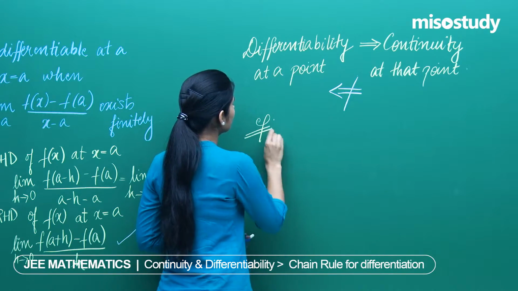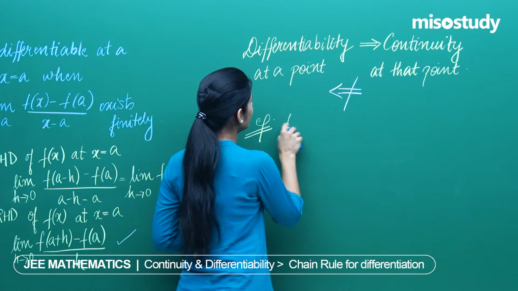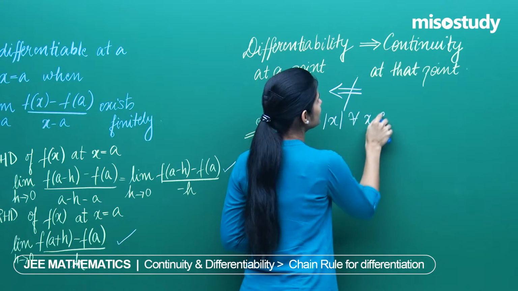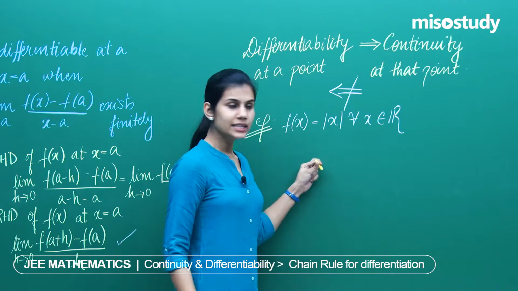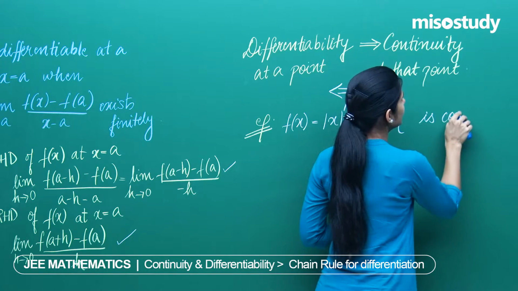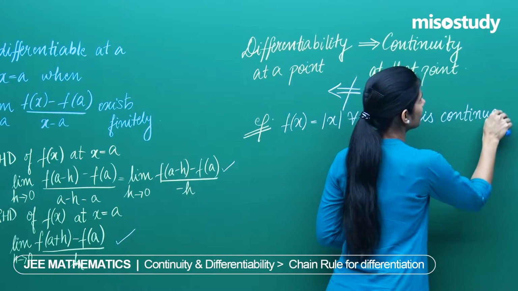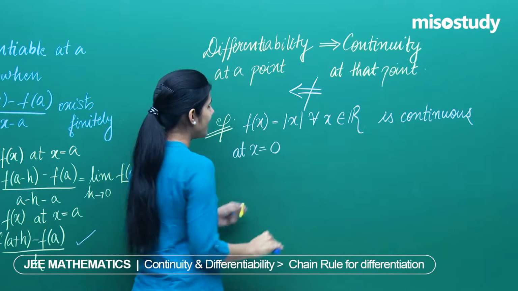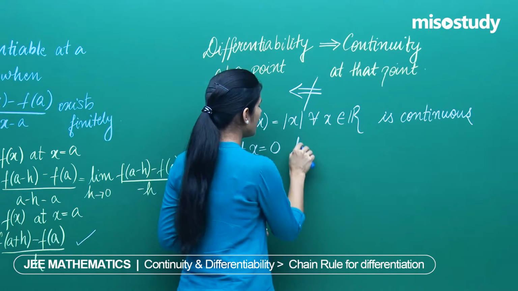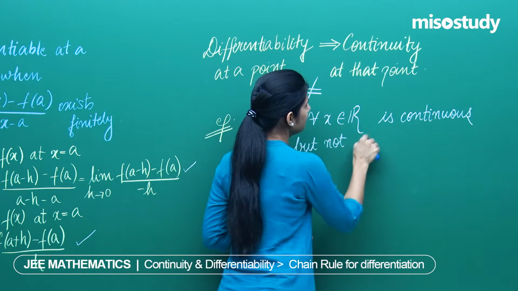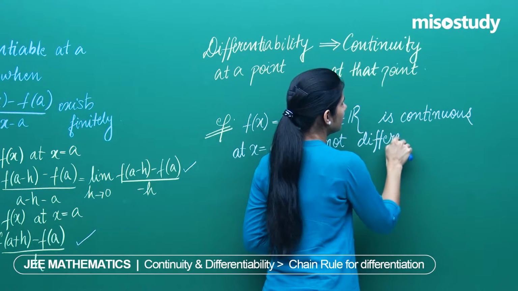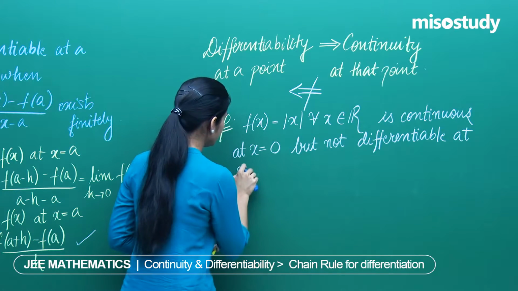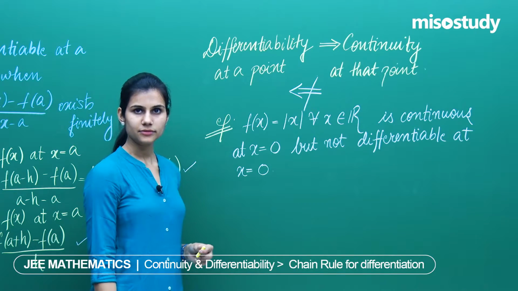Well, the example of such a function is f(x) equals mod x for all x belonging to R. This function is continuous at x equals 0, a point of its domain, but not differentiable at the same point. Fine.